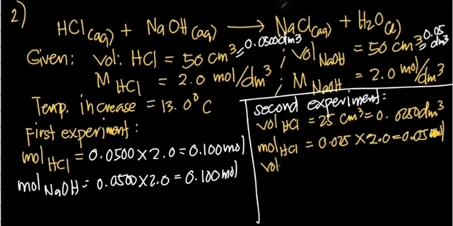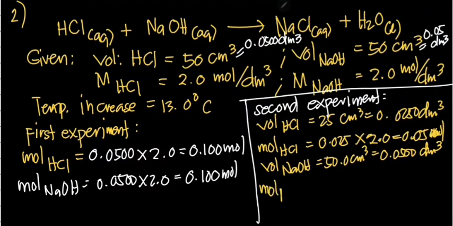And then for the volume of sodium hydroxide in the second experiment is 50 cubic centimeters, so that is just 0.050 cubic decimeters. Then we can get the number of moles of sodium hydroxide, so that is 0.05 times 2, that is 0.10 mole. So now take note here that they don't have equal number of moles to complete neutralization.